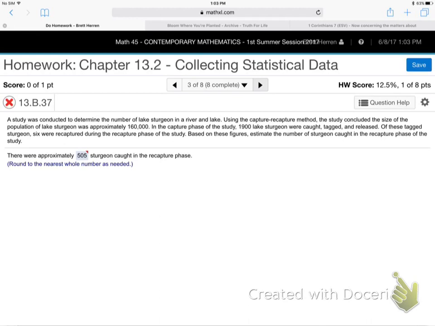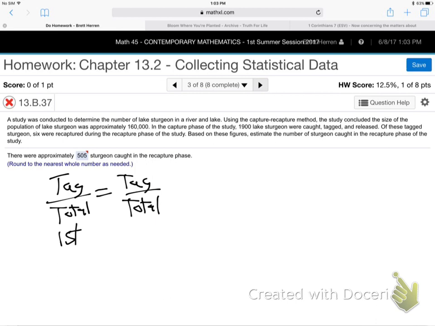Determine lake sturgeon in a river, blah, blah, blah. Use capture, recapture. 160,000, 100 caught, tag released. 6 were captured. So try the same thing again. So it's tag over total, right? Tag over total is equal to tag over total. This is the first catch, second catch.